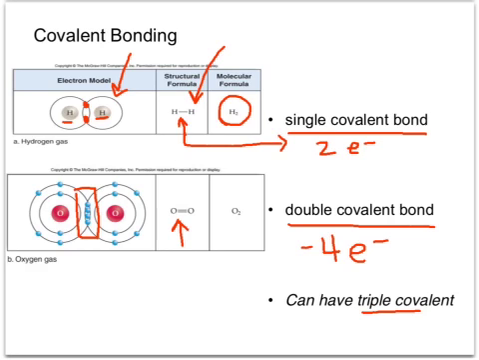Now we can also have triple bonds, which would look like 3 lines. Here's an example of a molecule that triple bonds with each other, and so nitrogen gas will have a triple bond.